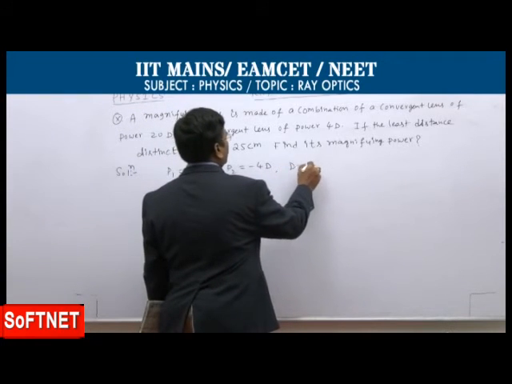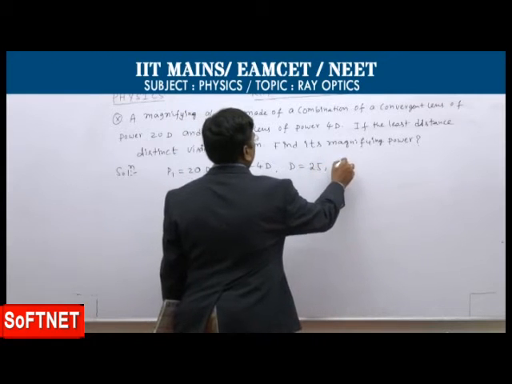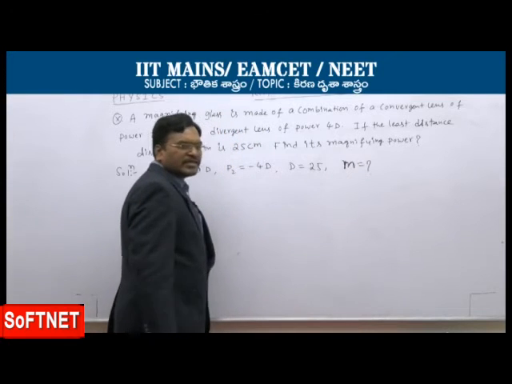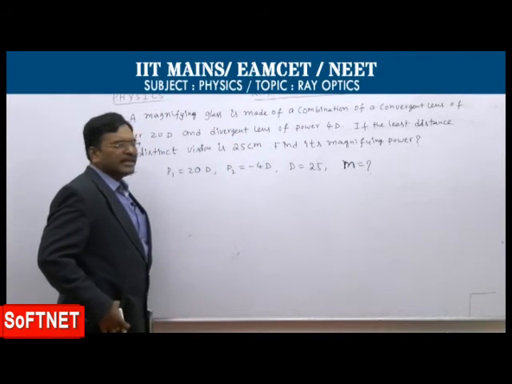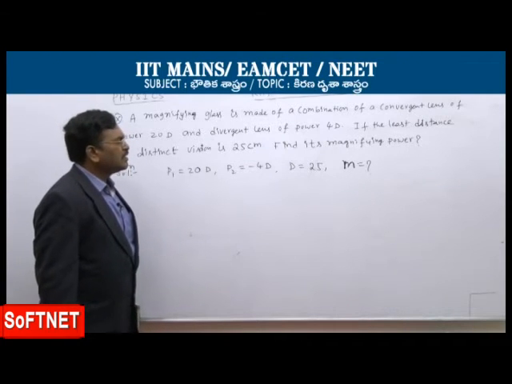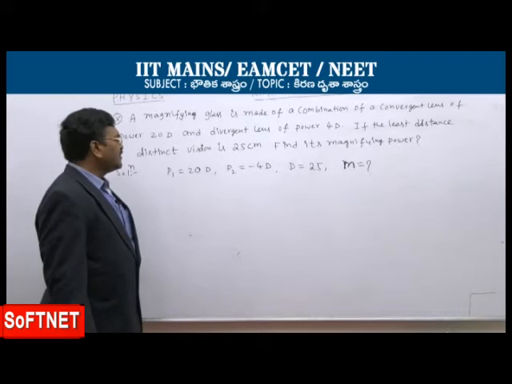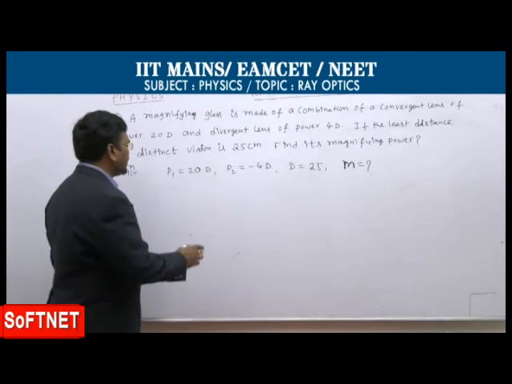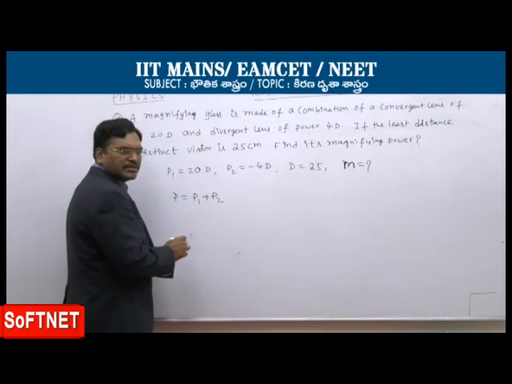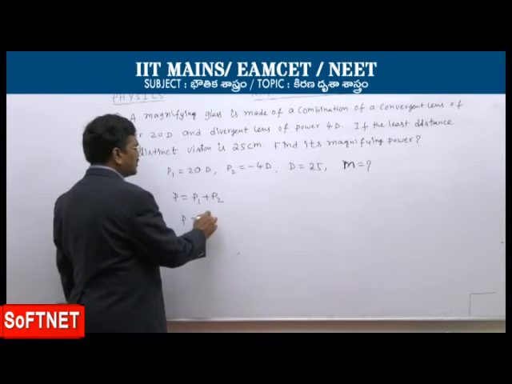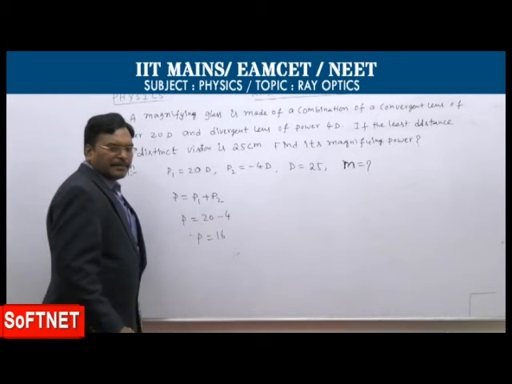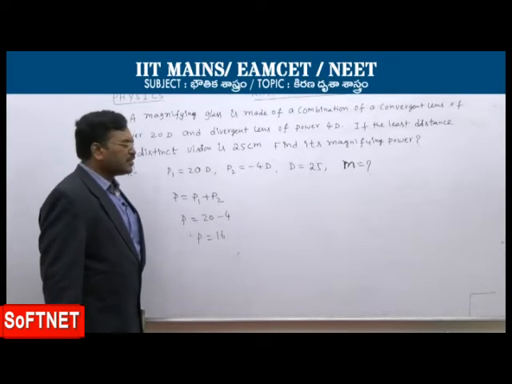Now, D is 25, magnifying power, M. Here, least distance of distant vision given means the image is at near point. At near point, the magnification formula is 1 plus D by F. Now we calculate focal length. First we calculate effective power. Yesterday I told already, effective power P is equal to P1 plus P2. Now P is 20 minus 4, how much now? 16. Power is 16.